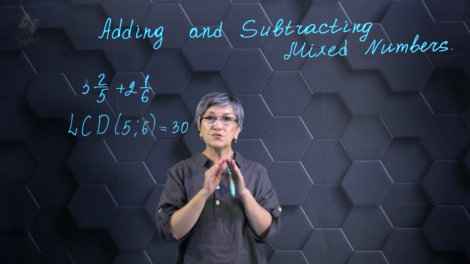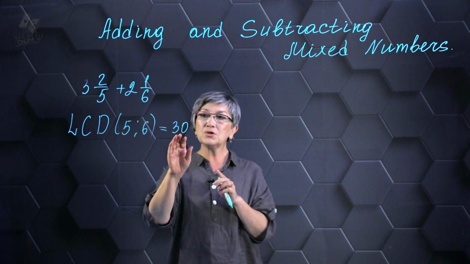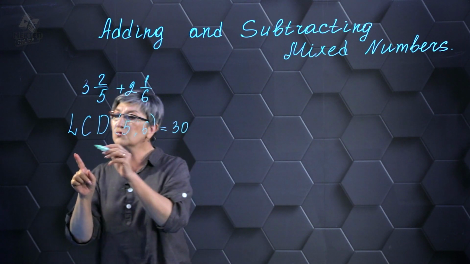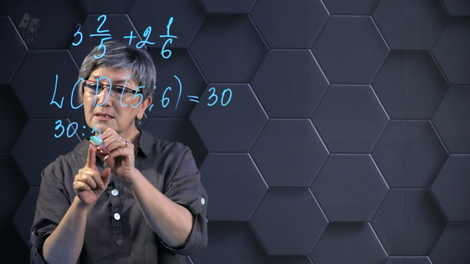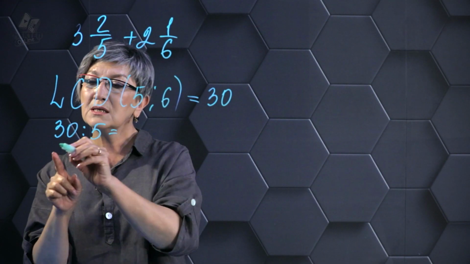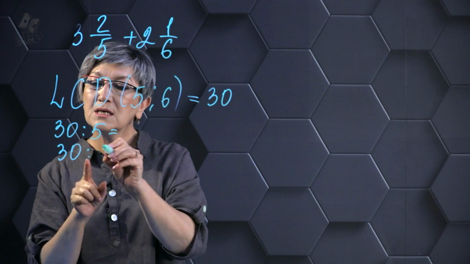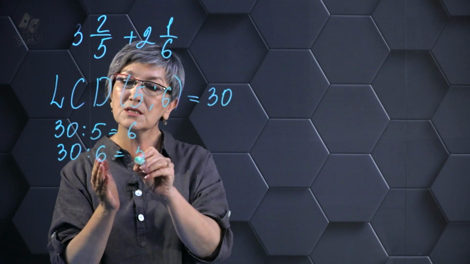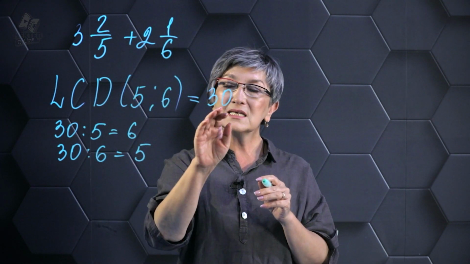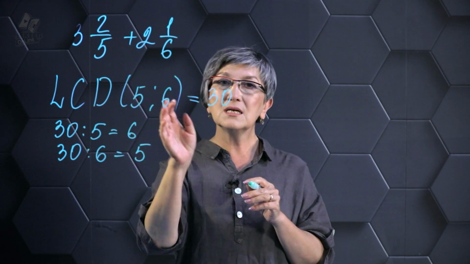The only thing I'll point out, one moment: why specifically the number 30? Because I can divide the number 30 by the number 5, and I can divide 30 by 6. So dividing 30 by 5 will give you 6, dividing 30 by 6 will give you 5. So 30 is divisible by both 5 and 6.